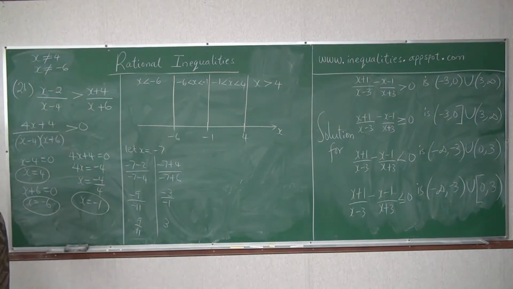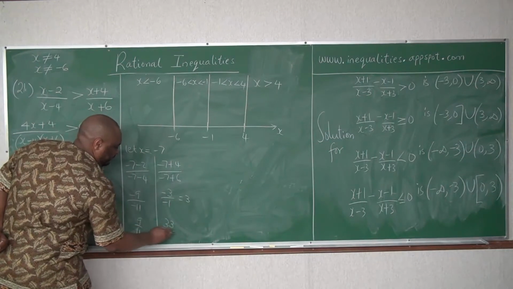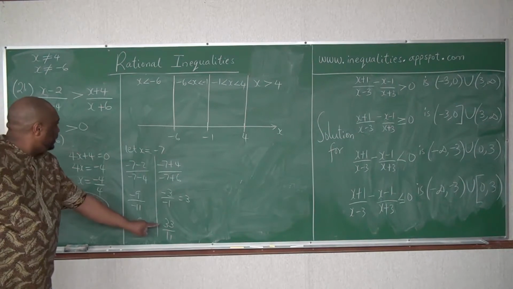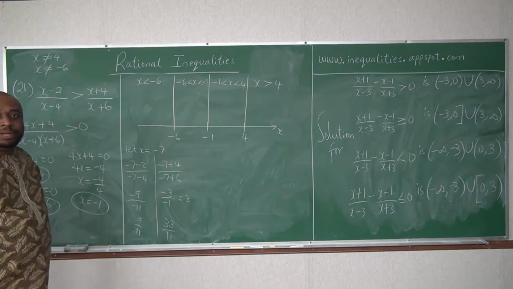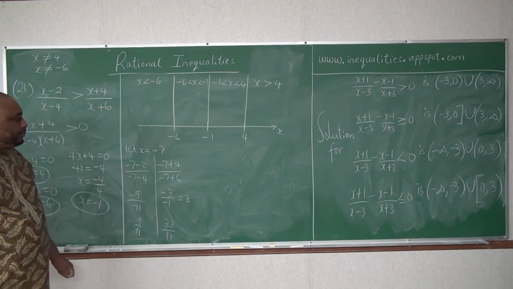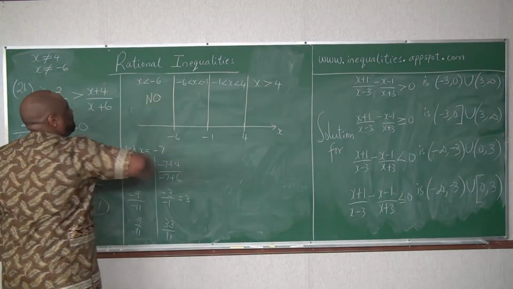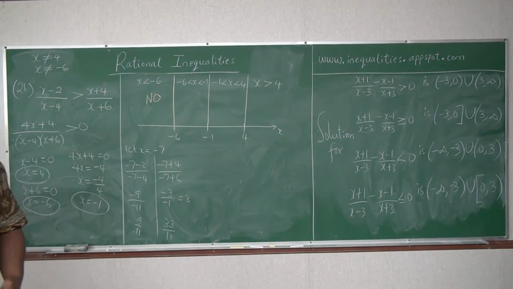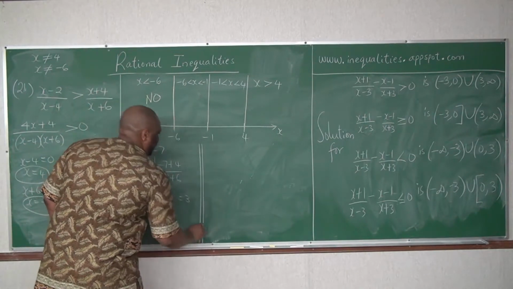So 9 over 11, compare it with 3. Meanwhile, 3 is 33 over 11. So, is 9 greater than 33? No. So this is no, it's not going to work. And here, I'm going to use double lines, just to demarcate it.